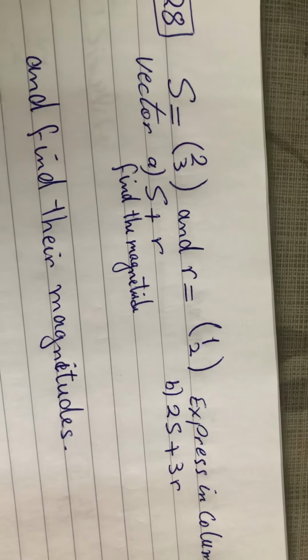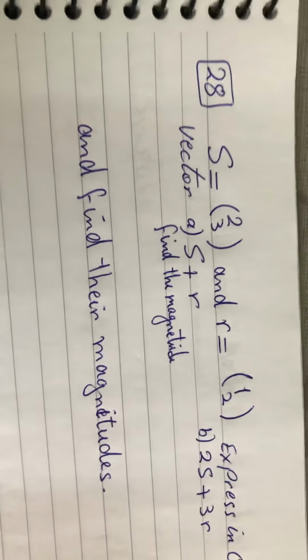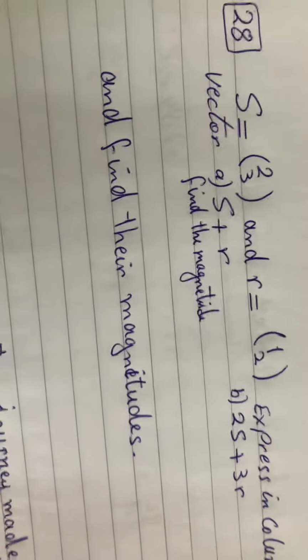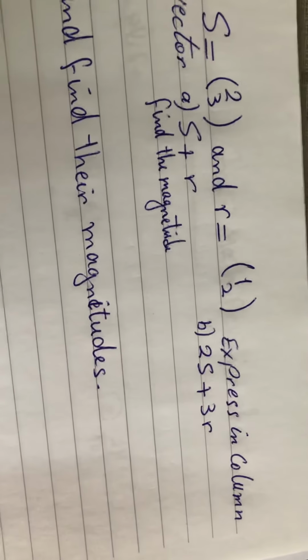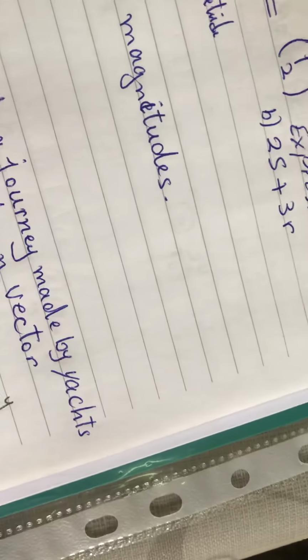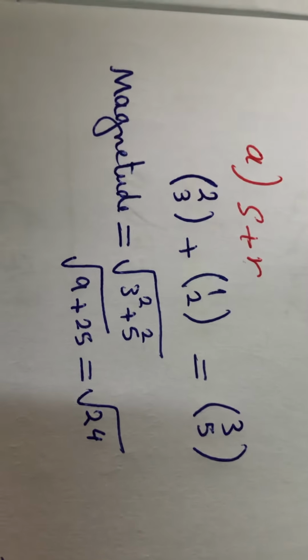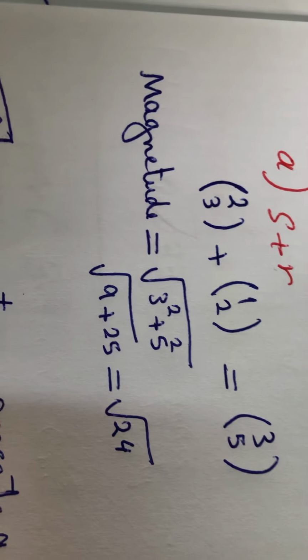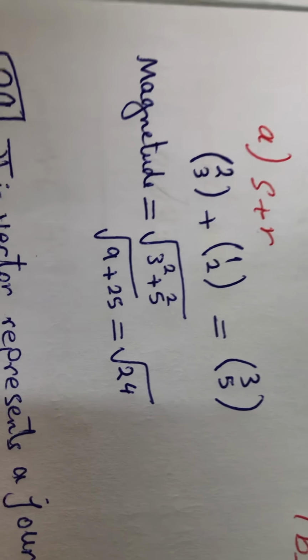In question number 28, another vector, and I explain to you how we can get the vector. Okay, just add. Find the magnitude. After you get the column vector, the magnitude will be square root of x square plus y square. As you know, x up and y down, like this. So after I get 3, 5, the magnitude is square root of 3 square plus 5 square, not more.